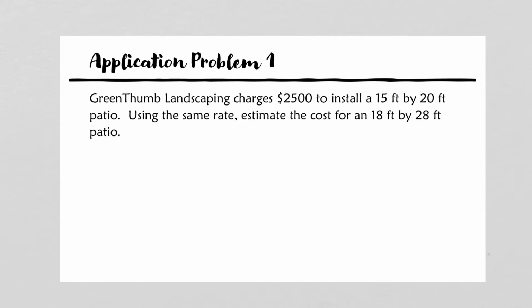So this patio, first of all, starts at 15 feet by 20 feet. Now there are a couple assumptions being made. First of all, if you have a patio 15 feet by 20 feet, it's assumed that you understand that that patio is a rectangle. So I'm going to draw a rectangle and label it 15 feet by 20 feet. And I know that this particular patio costs $2,500 to install through Green Thumb Landscaping. So I'm just going to write down $2,500 to install that patio.